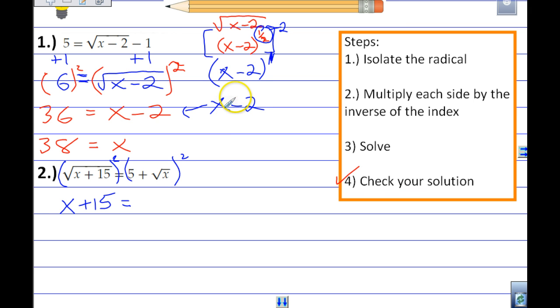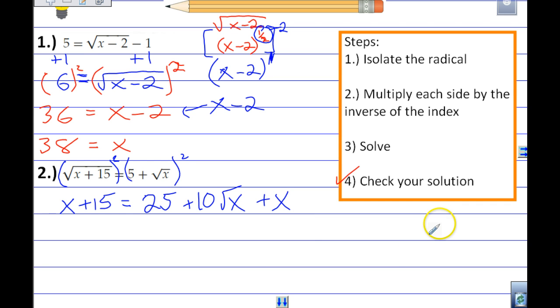Just a second. Lily, what'd you get? 25 plus 10 root x plus x. Unlike the warm-up, see how this was an x instead of a number like root 3? That's why we have 3 terms here. If this was a number, it would have been something like plus 3, and we can combine the first and last term, but since it's just a variable, we can't.